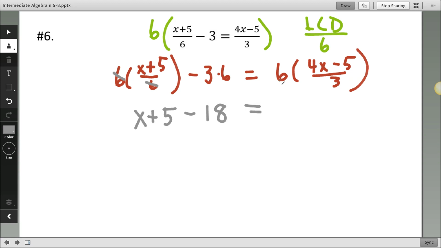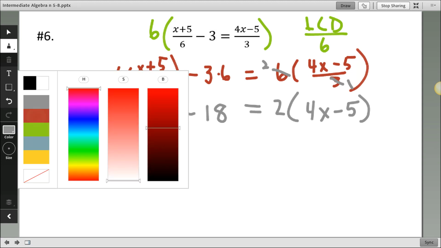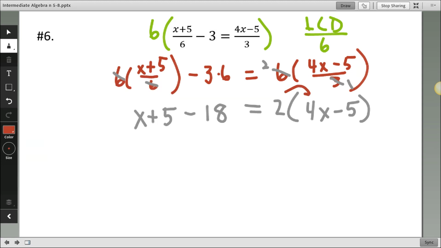And now what happens on the other side? Well, 3 and 6 don't cancel, but 3 will go into 6 2 times, leaving me with 2 times (4x minus 5). And so now we just have a multi-step equation with variables on both sides. So we go through that process again, distribute if we need to. Well, we do need to distribute. So let's distribute right there.